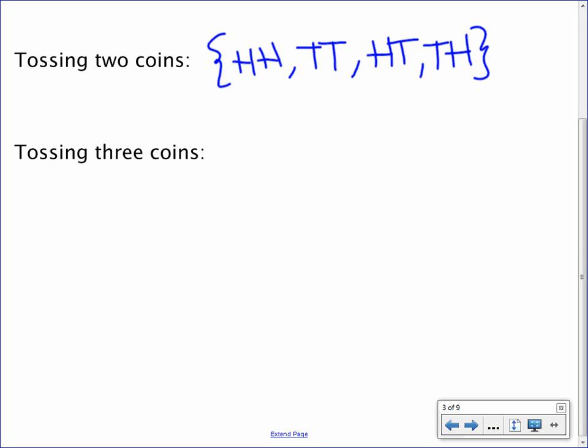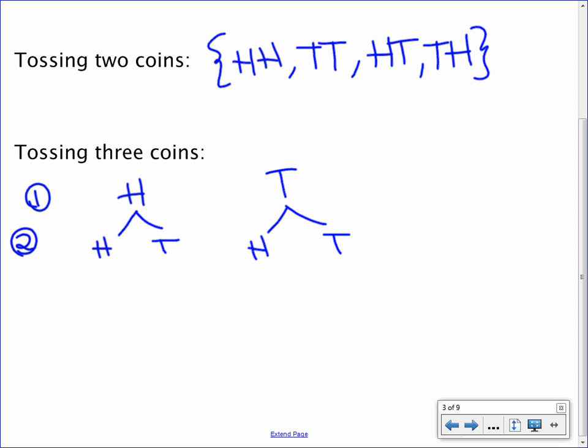Now let's talk about tossing 3 coins. This could get messy if you try to remember all of the combinations, if you try to write them out. So instead we're going to draw a tree diagram. On our first flip, we could have heads, we could have tails. On our second flip, we could have heads or tails. See how it looks? It's going to be like a Christmas tree thing.